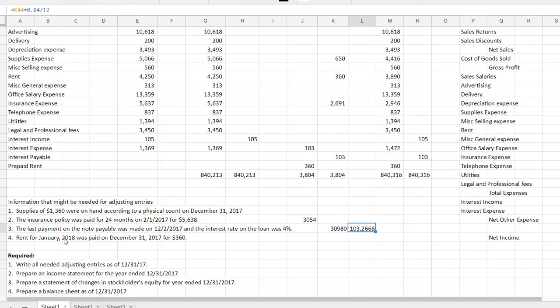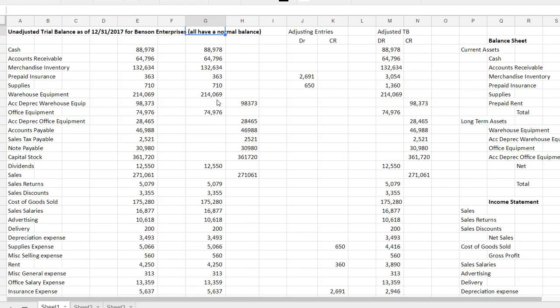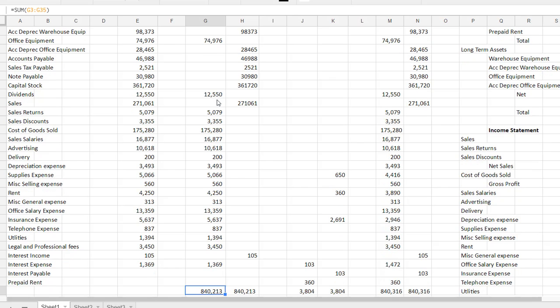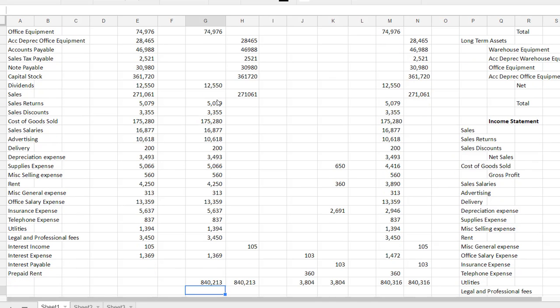Last one is rent for 2018 was paid on December 31st for $360, recorded as rent expense, and so because there should be a prepaid rent, and we see that there is none. Okay, so this is a situation where your rent expense probably looked a little higher than it should be, because it should be 12 times whatever your rent expense is per month, and maybe you had it a little too high when you looked at it, and so that was what told you needed this adjustment.